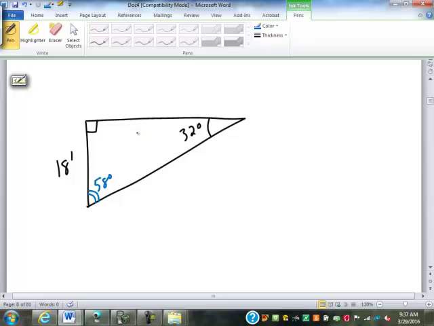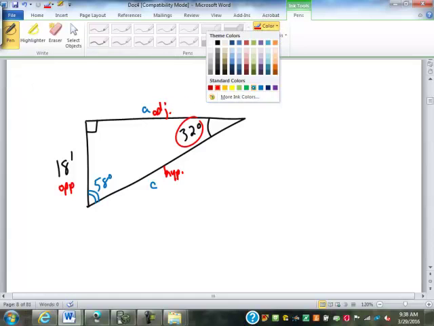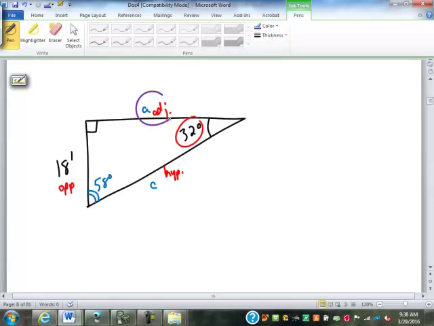Now to find the other two sides, I'm just going to label this side A and this side C here. I'm going to keep using my 32 degree angle that was given. The 18-foot side, which was also given, is what side compared to the 32 degrees? It is the opposite side. Of course, C would be the hypotenuse, and A then would be the adjacent side. So if I'm trying to find side A, I have opposite and adjacent, which is tangent. Tangent of an angle equals opposite over adjacent.